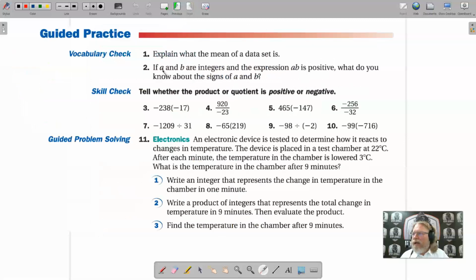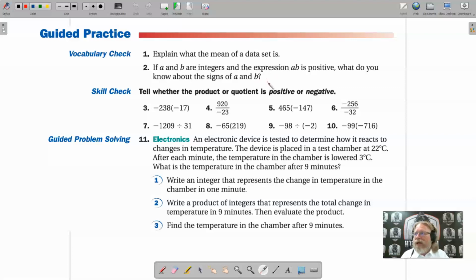Next one: if a and b are integers and the expression ab is positive, what do you know about the signs of a and b? Well, we know that if the signs are the same, then the result is positive. So either both a and b are positive or both a and b are negative. Knowing that the product of a and b is positive, we know they are the same sign. We don't necessarily know if they're both positive or both negative, but we do know they are the same sign.